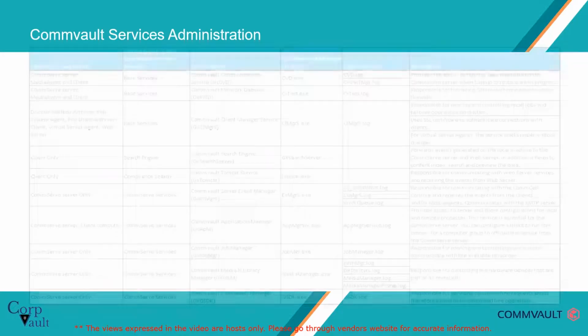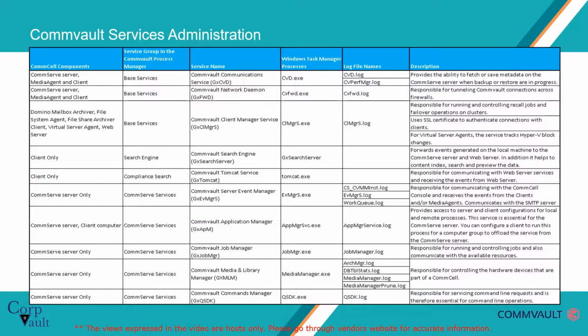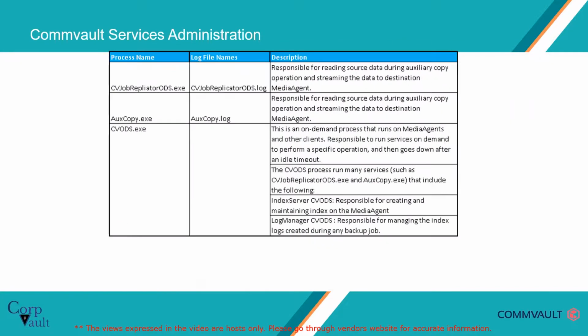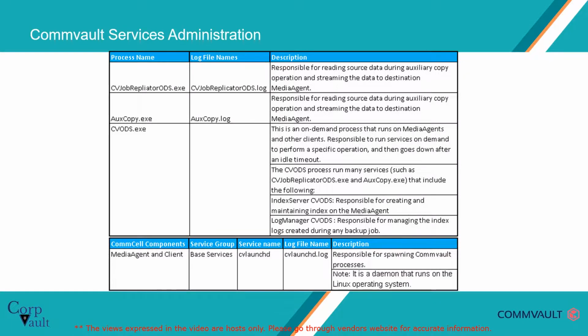Let's continue. We have catalogued some Commvault services along with description and other info, like process name and its corresponding log file, on which CommCell component we see them, etc. These are on-demand processes that run on a media agent. These services are applicable only to Unix.